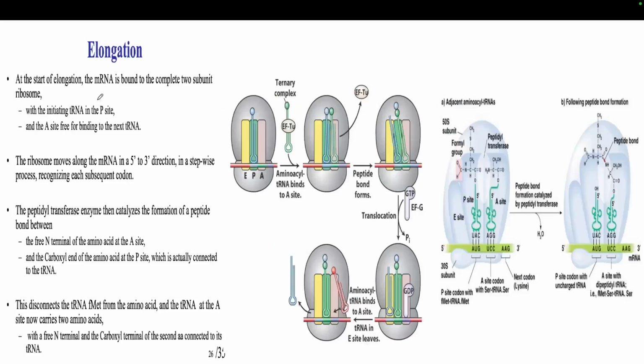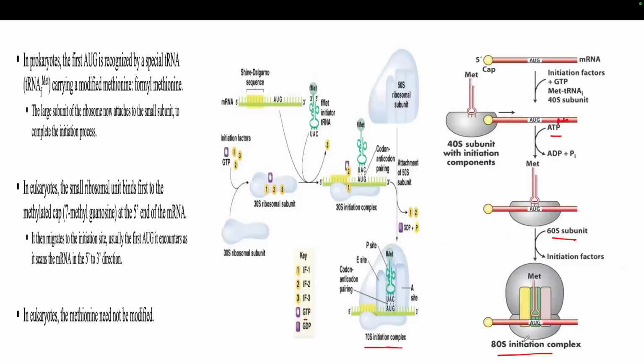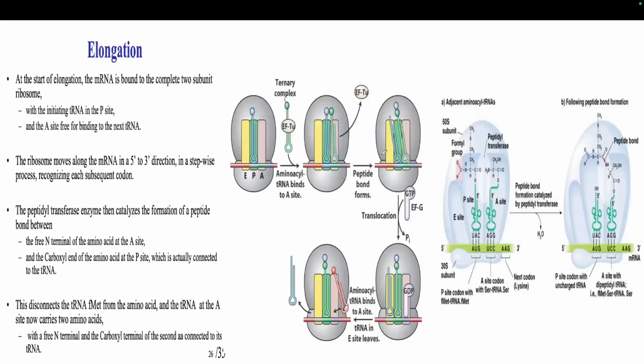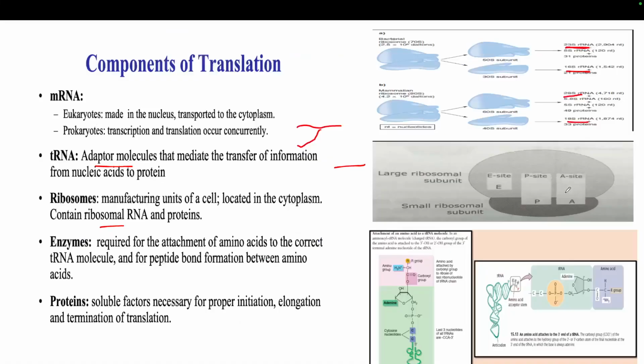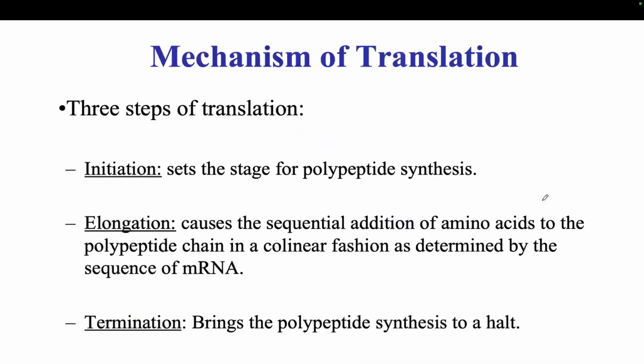So at the start of the elongation, the mRNA is bound to the complete two-subunit ribosome, okay. Here the mRNA is bound with the bigger subunit and the small subunit, and forms the complete complex, okay. So the mRNA is bound to the complete two-subunit ribosome with the initiating tRNA in the P site, okay. So here we have seen there are 3 sites, right. So E site, P site and A site, right. So now the tRNA with the first amino acid is present on the P site, okay.